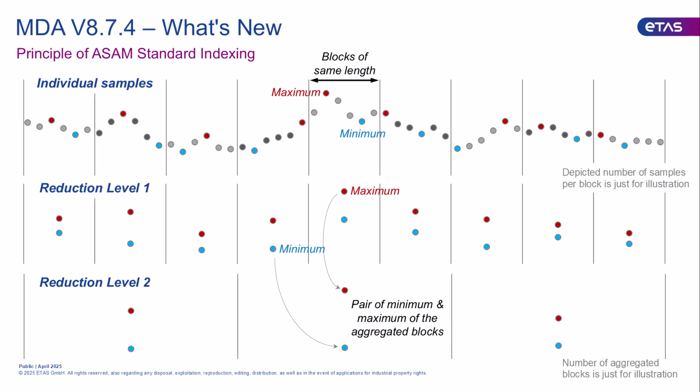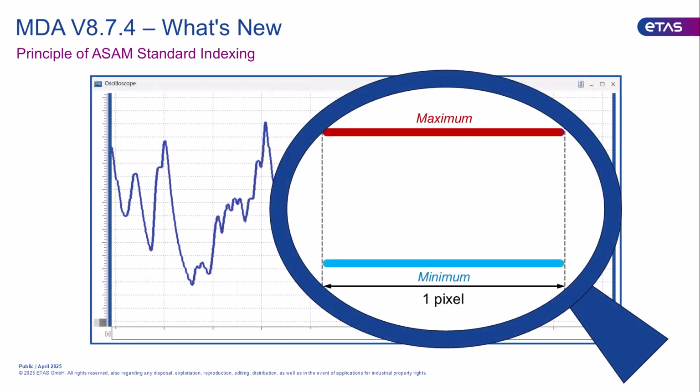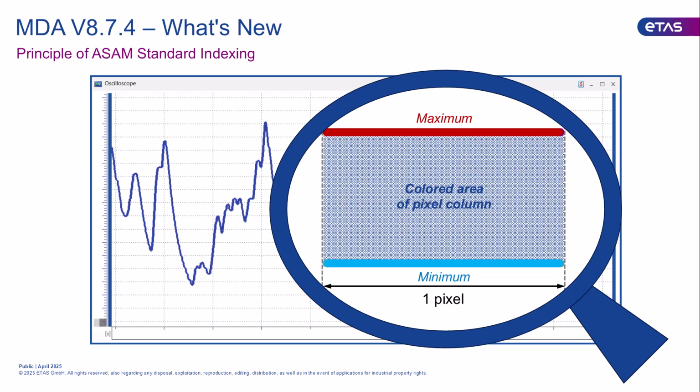If feasible, only the reduced data is used when drawing a signal curve in the oscilloscope. First, MDA determines the relevant indexing level. Then, for each pixel column in the oscilloscope, only the minimum and maximum values are read and transferred. Finally, the minimum and maximum values in the pixel column are drawn and connected with a vertical line.